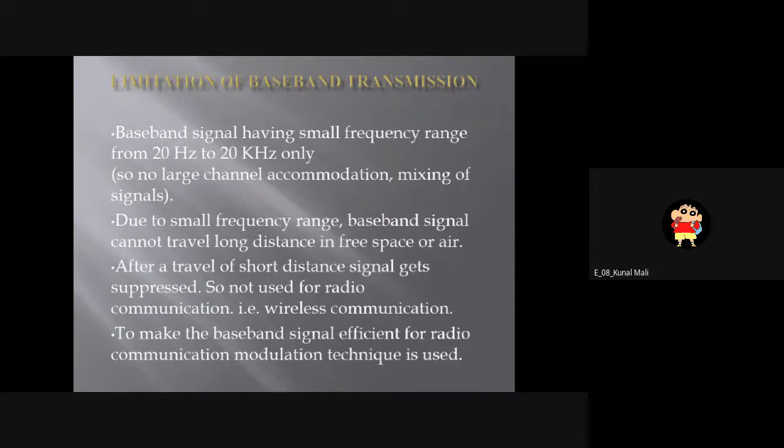Thank you, Vaidehi. Let's see the limitations of baseband transmission. Baseband signals have a small frequency range from 20 Hz to 20 kHz only, so there is no large channel accommodation and mixing of signals. Due to the small frequency range, a baseband signal cannot travel a long distance in free space. After traveling a small distance, signals get suppressed. It is not used for radio. To make a baseband signal efficient for radio communication, the modulation technique is used.